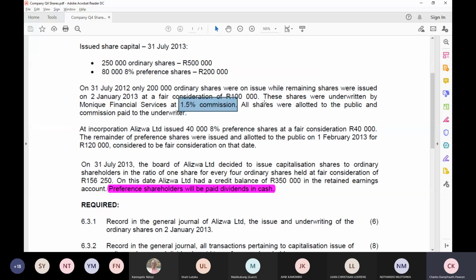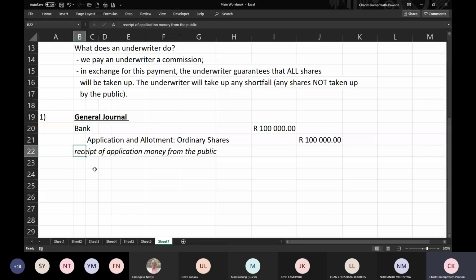Because they said here all shares were allotted to the public and the commission paid to the underwriter. So although we paid the underwriter the commission, he didn't take up any shares. So that's a very important point that you must remember. Even though he didn't take up anything, the fact that he carried the risk means that he rendered a service. He protected us. So we had to pay for that service. So that's the first journal.